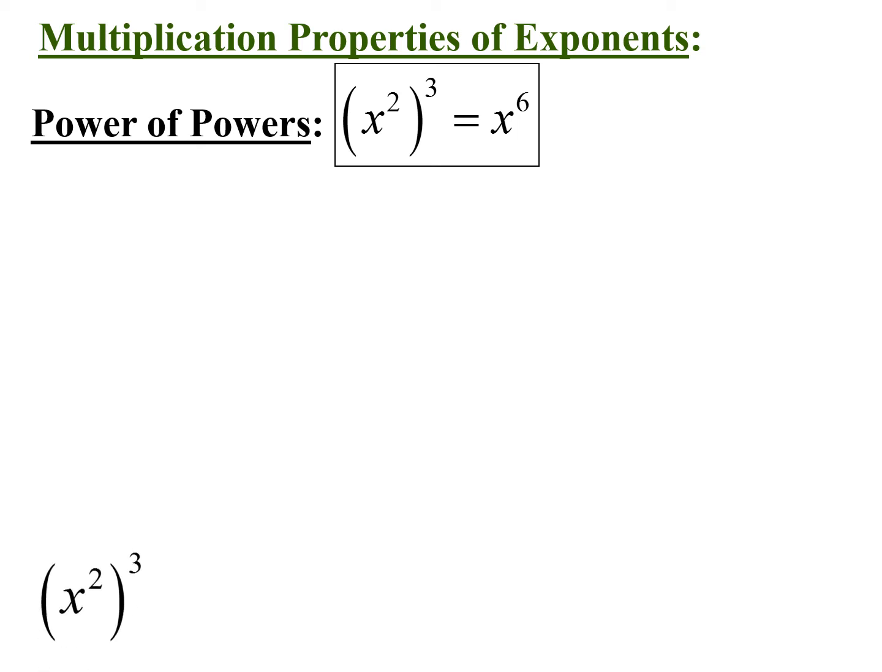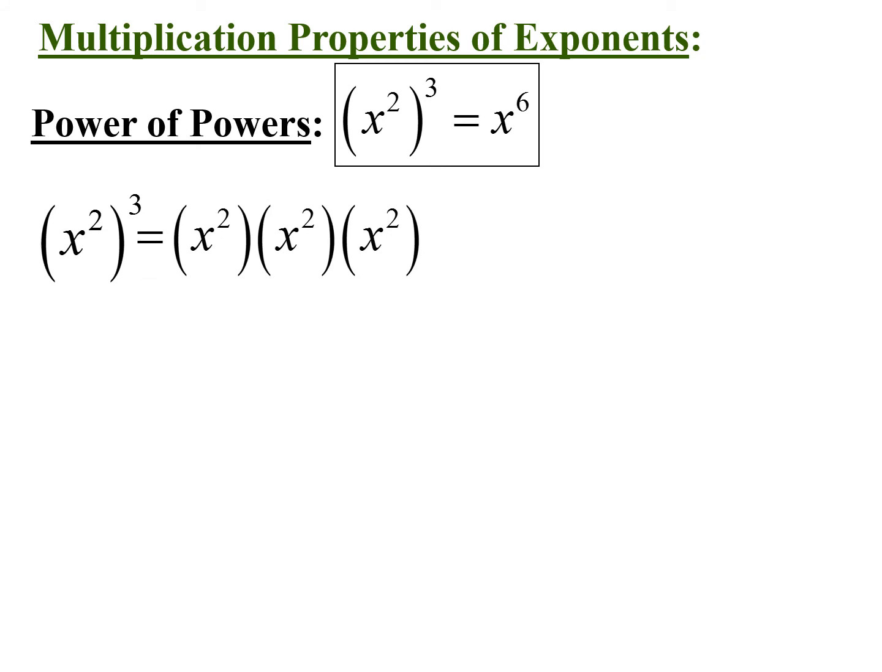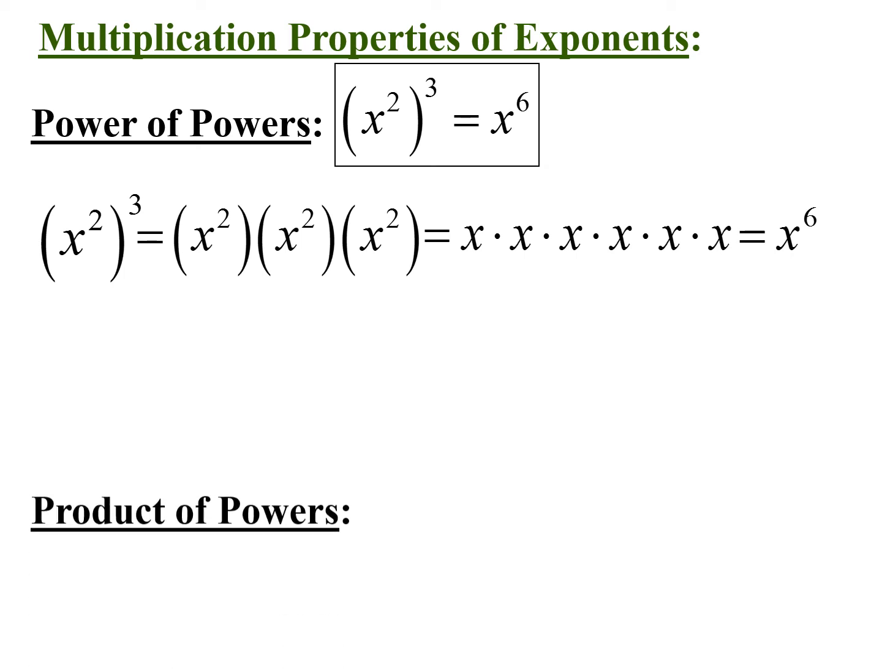We can look at where this comes from. If I have x squared raised to the 3rd power, that means x squared times x squared times x squared. Now each x squared is x times x. So for my first quantity, it is x times x, second quantity times x times x, third quantity times x times x. So all together, we have 6 x's being multiplied together, so we get x to the 6th power. So when we have power of powers, we multiply our exponents.